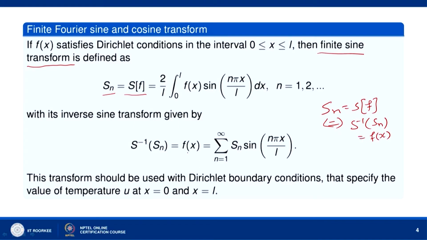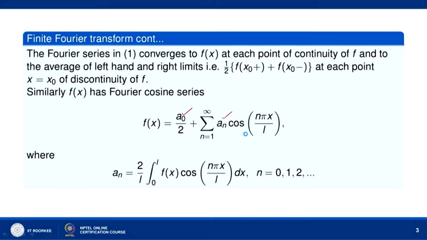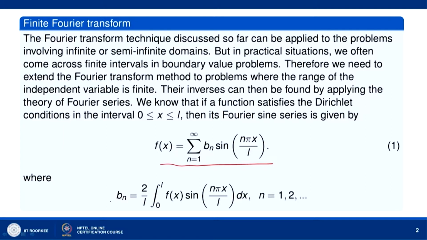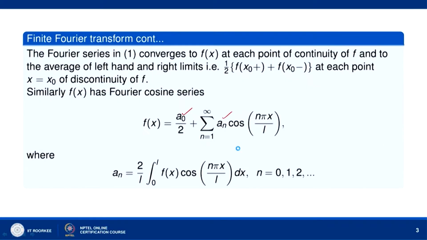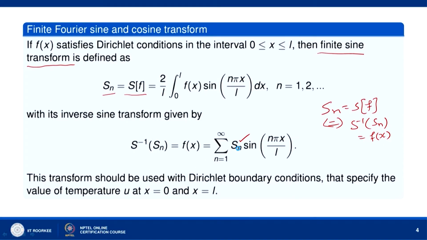So, S⁻¹{S_n} = f(x) = Σ (n=1 to ∞) S_n sin(nπx/L). We denote the transform by S_n, then f(x) is given by Σ (n=1 to ∞) S_n sin(nπx/L). So, in the finite sine transform, the Fourier coefficient b_n is replaced by S_n actually.